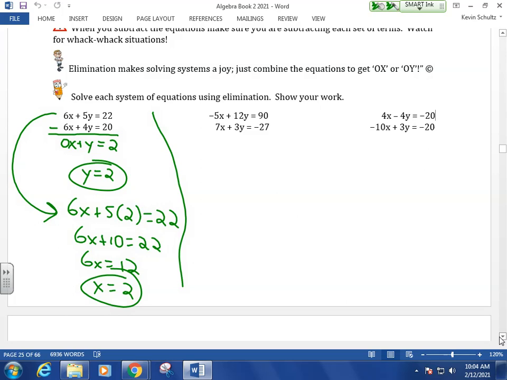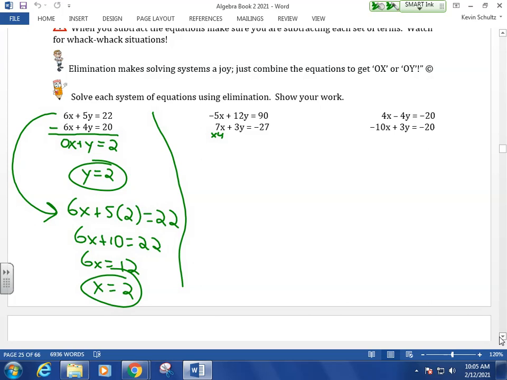I have the option of either getting 0x or 0y, which means I can either get the coefficients of my x terms the same or the coefficients of my y terms the same. In this instance, what's more efficient? To get my x terms the same or my y terms the same? Adam? The y terms, right? Because for my x terms, I'd have to go to 35, which involves multiplying both the equations. But to get 12y, I can get there in one step, right?